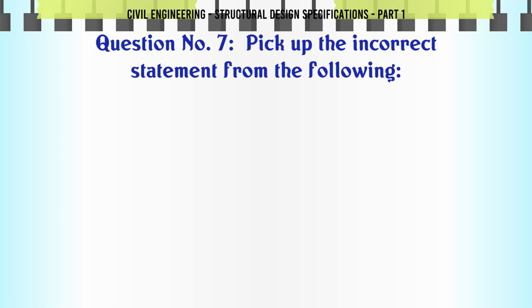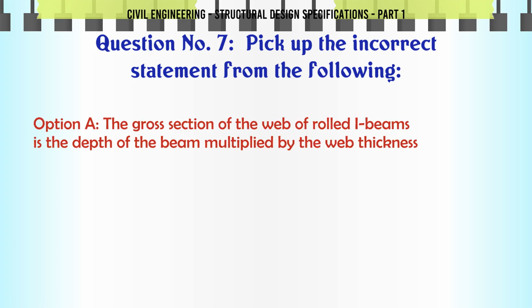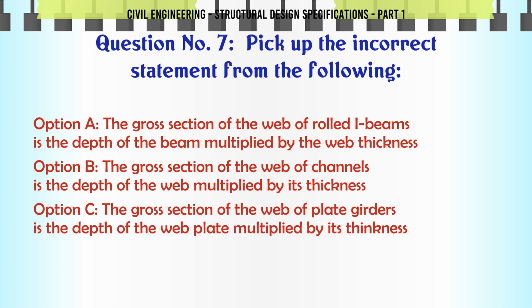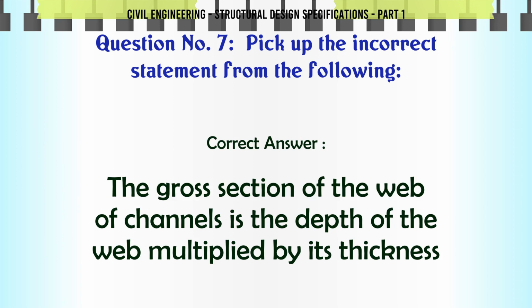Pick up the incorrect statement from the following. A. The gross section of the web of rolled I-beams is the depth of the beam multiplied by the web thickness. B. The gross section of the web of channels is the depth of the web multiplied by its thickness. C. The gross section of the web of plate girders is the depth of the web plate multiplied by its thickness. D. None of these. The correct answer is B, the gross section of the web of channels is the depth of the web multiplied by its thickness.